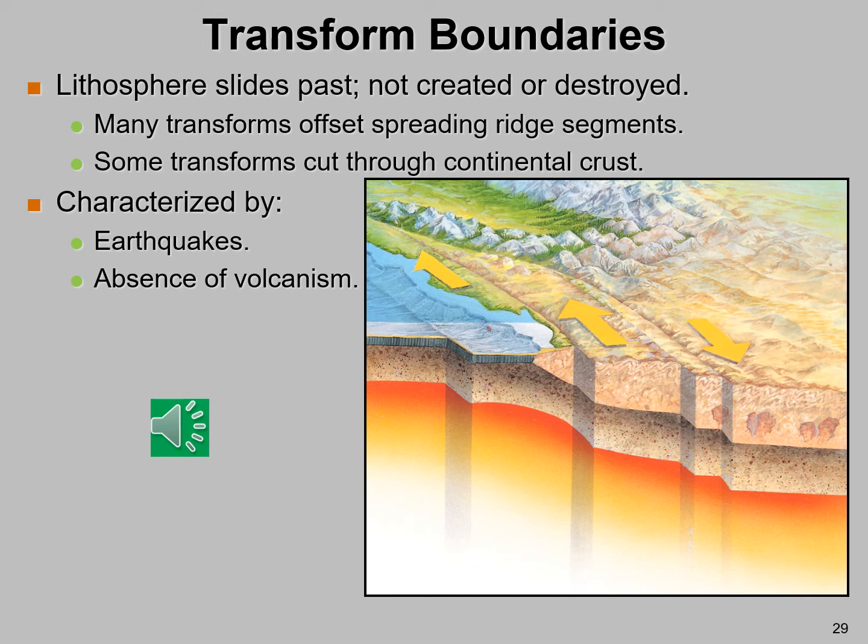However, some transforms cut through continental crust, like the San Andreas fault, where we have two plates rubbing against one another, the North American plate going to the southeast and the Pacific plate going to the northwest. These zones are characterized by a large volume of earthquakes and are also noted for their absence of volcanism.